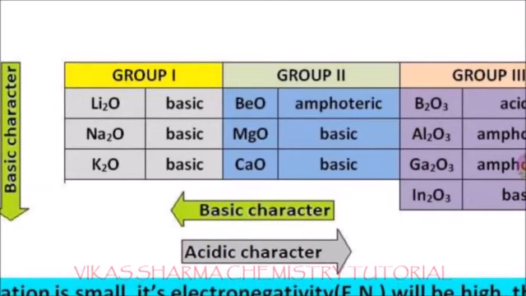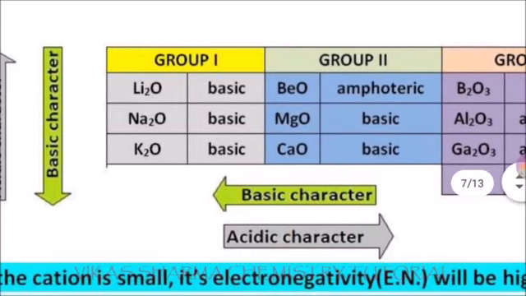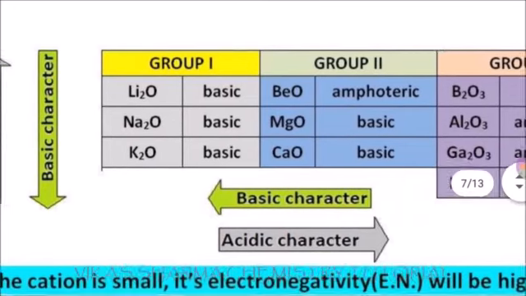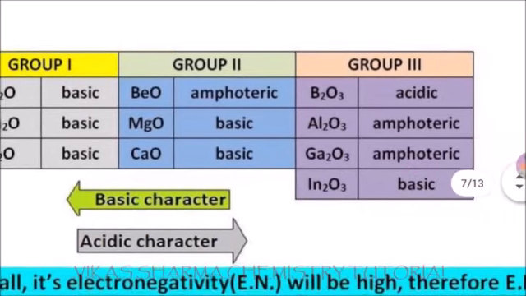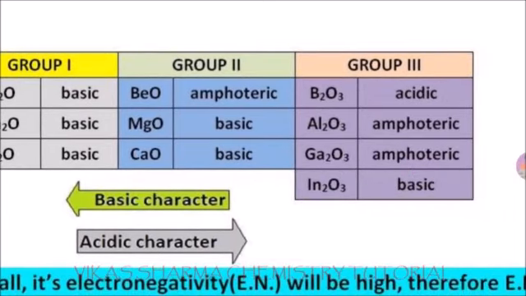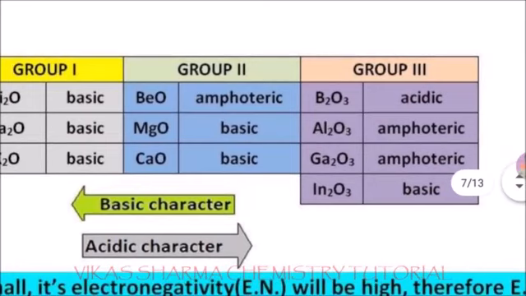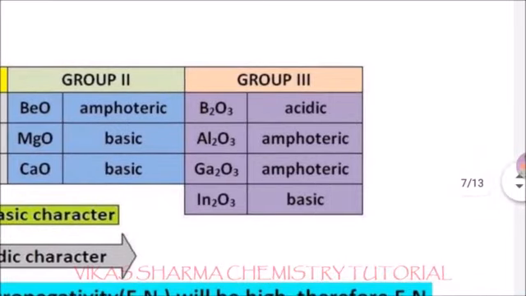Sodium oxide is also basic, potassium oxide is also basic. The potassium oxide is more basic in comparison to lithium oxide, because potassium is at the extreme bottom side. Then beryllium oxide, magnesium oxide, and calcium oxide. Beryllium oxide shows amphoteric behavior. When we move to calcium oxide at the bottom side, the basic character is increased.